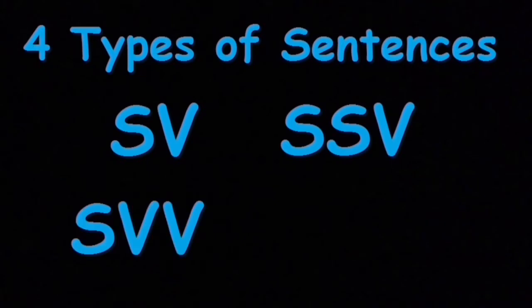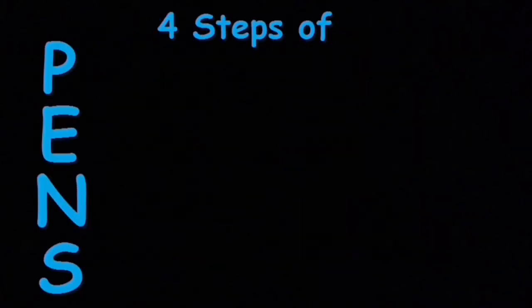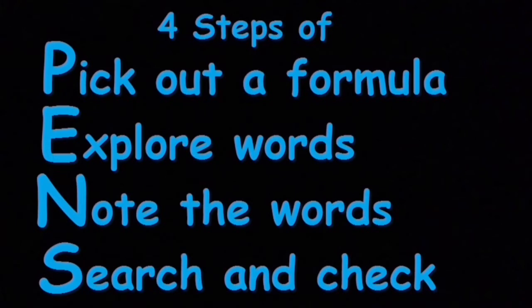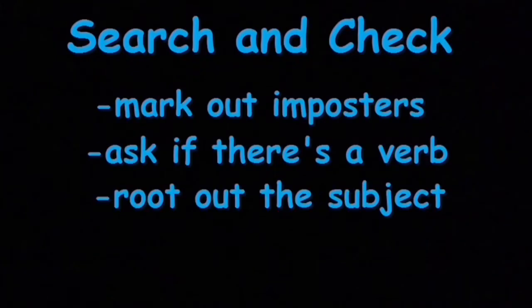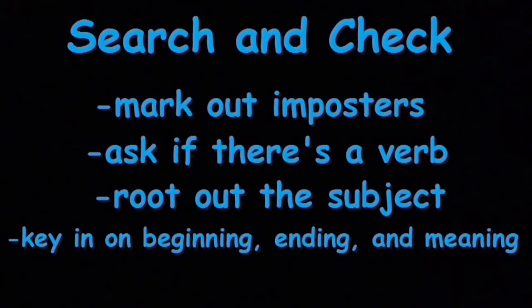What are the 4 types of simple sentences? SV, SSV, SVV, and SSVV. What are the steps of PENS? Pick out a formula, explore words, note the words, search and check. And finally, what are the 4 parts of the search and check step? Mark out imposters, ask if there's a verb, root out the subject, and key in on the beginning, ending, and meaning of the sentence. Yes!